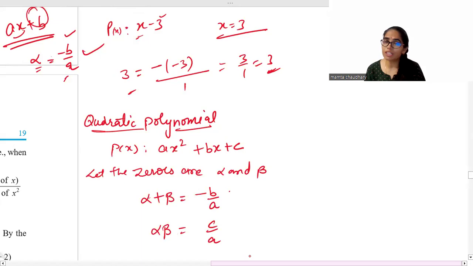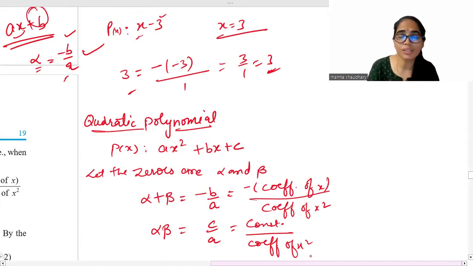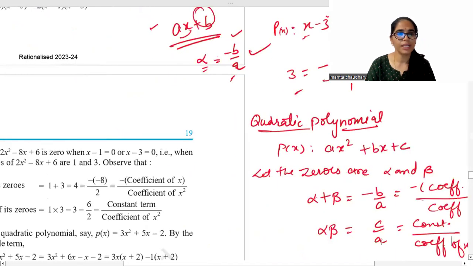Minus b upon a is the negative of the coefficient of x upon the coefficient of x square. And c is the constant, so the product is the constant upon the coefficient of x square. Right? Now let's prove this. Let's verify this.